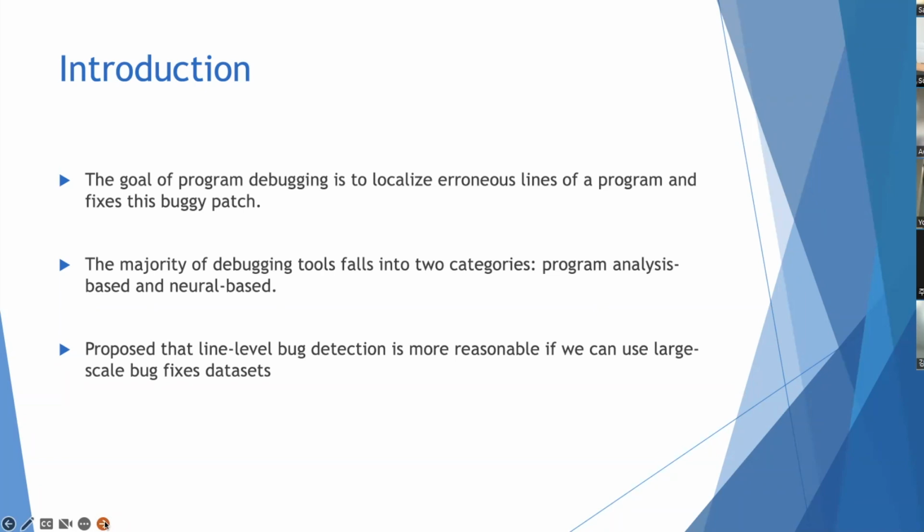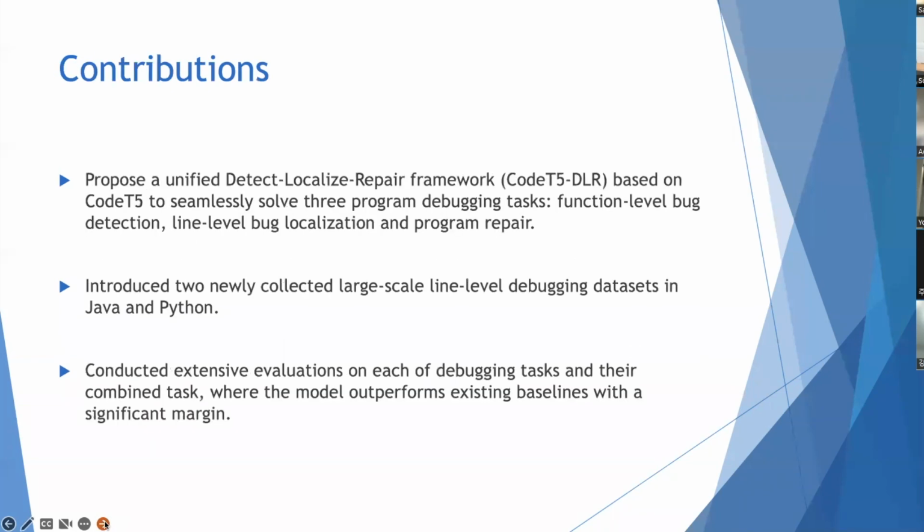So here, they propose that line-level bug detection is more reasonable if we can use large-scale bug fix datasets. So the contributions of this paper are as follows. They propose a unified Detect-Localize-Repair framework, also termed DLR, using CodeT5 to seamlessly solve three program debugging tasks. The first one is function-level bug detection. The second is line-level bug localization, and then program repair. They also introduced two newly collected large-scale line-level debugging datasets in Java and Python. The reason why they introduced new datasets will be discussed in the coming slides.